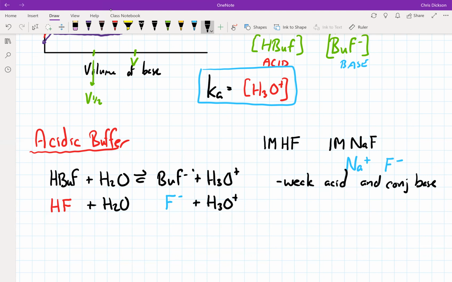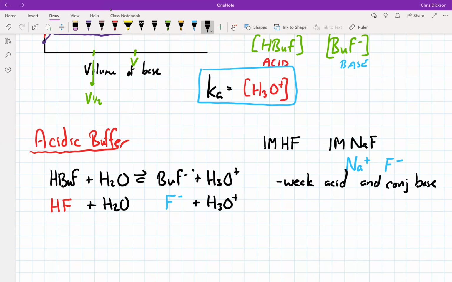And let's say someone said, okay, well, fair enough. You make this buffer solution. It's got some fluoride ions, so those ions could act as a base if you were to add acid. And you've got HF, which is obviously an acid. But what would be the outcome of this buffer here?